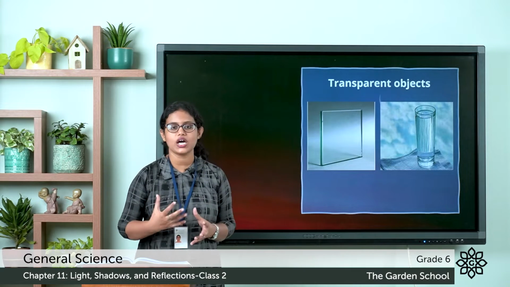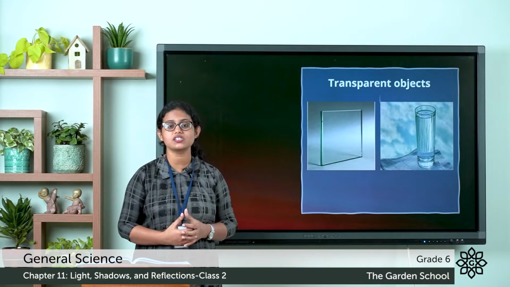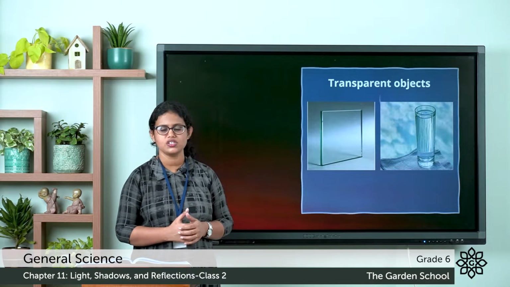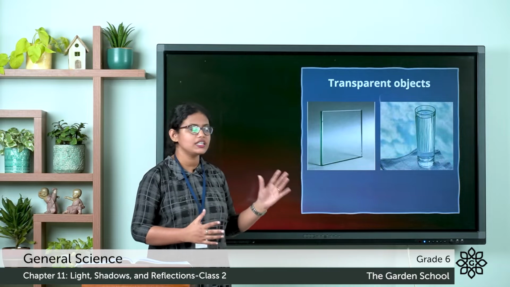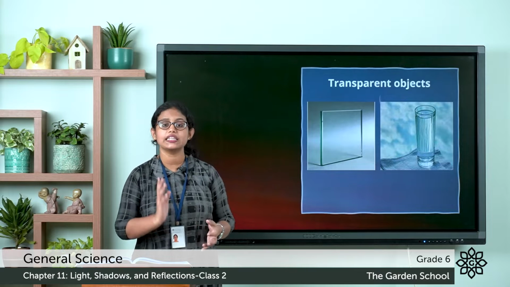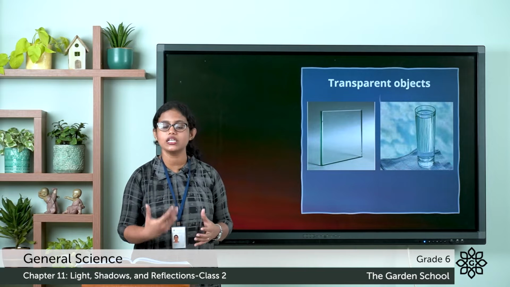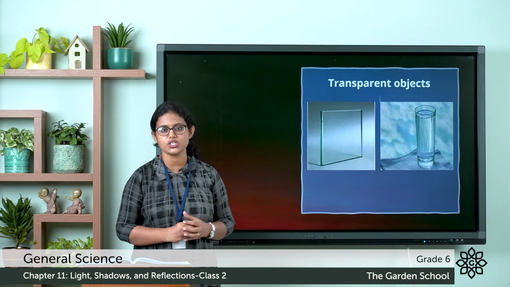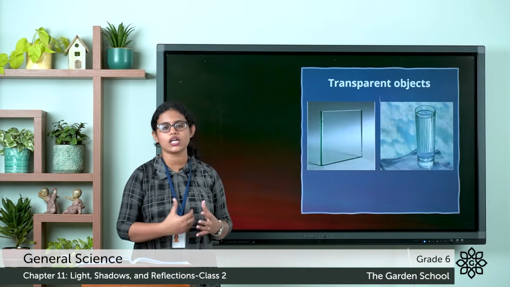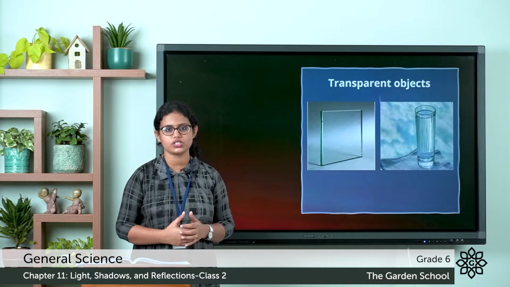The first one is transparent objects. What are transparent objects? The objects that allow light to pass through them are called transparent objects. For example, clear glass and clear water are examples of transparent objects. Why? Because they allow light to pass through them and we can clearly see through them.